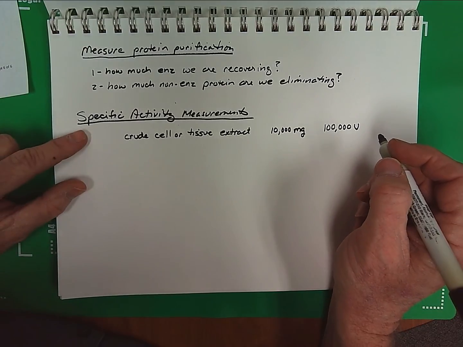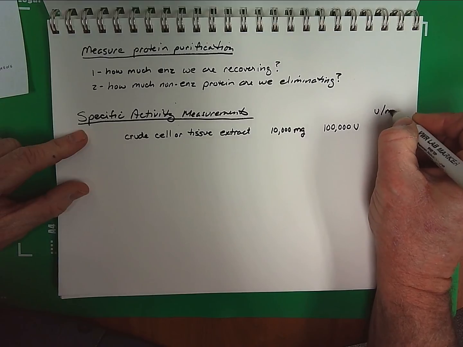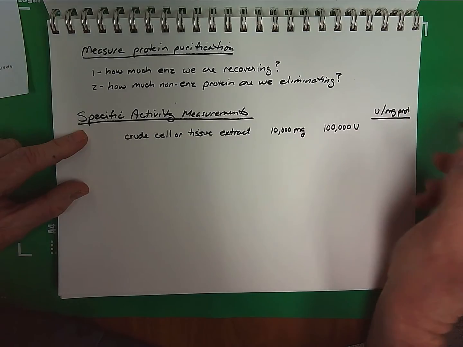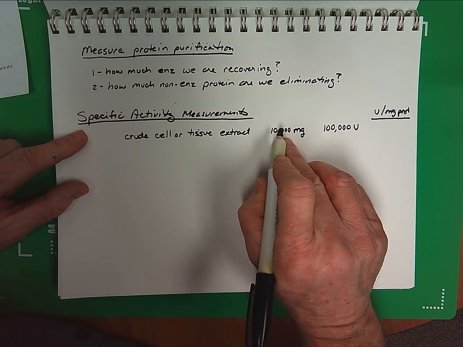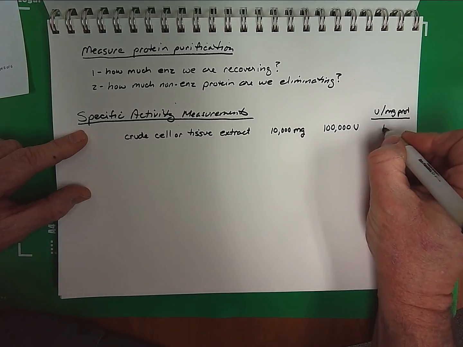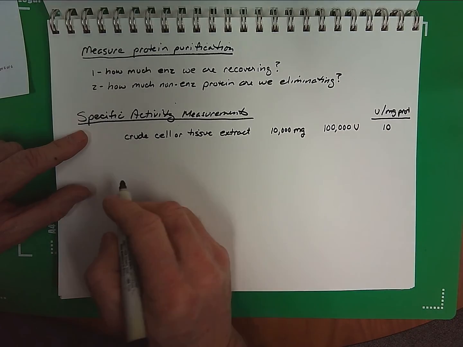Then our specific activity is going to be defined as units per milligram of protein. So we take our units, divide by our total protein amount, and we have 10 units of enzyme per milligram of total protein.